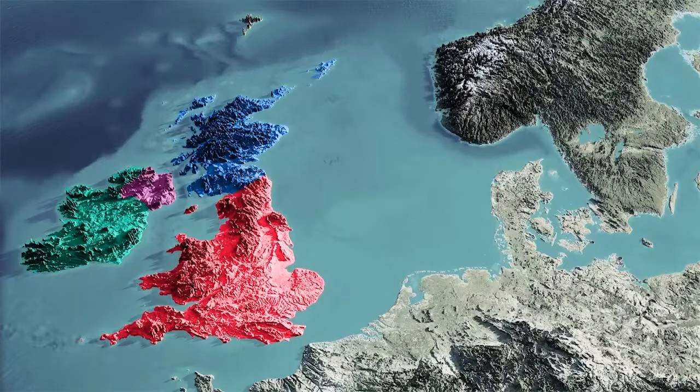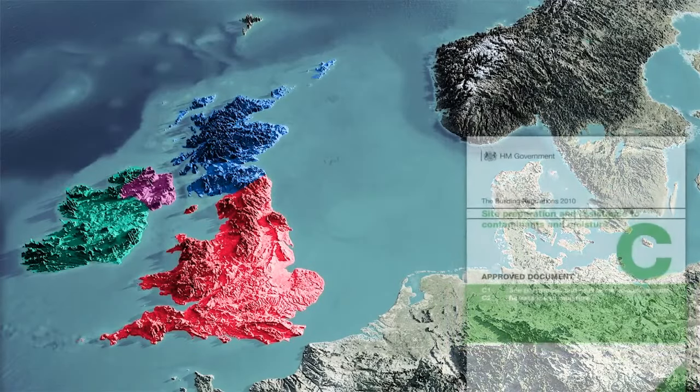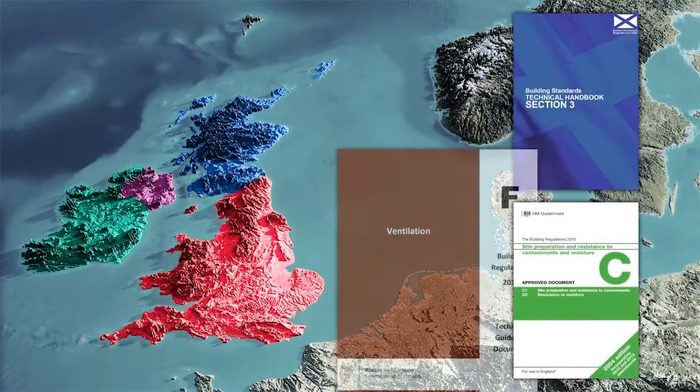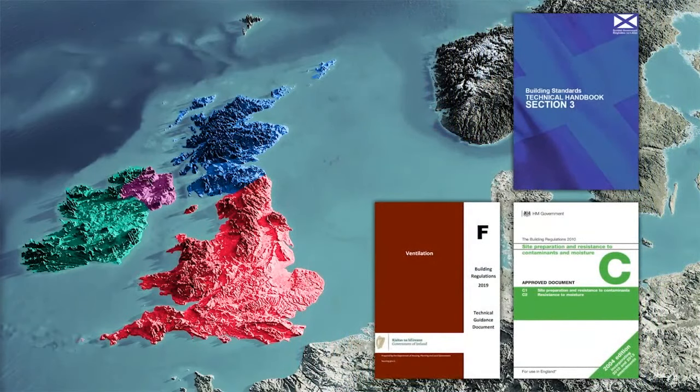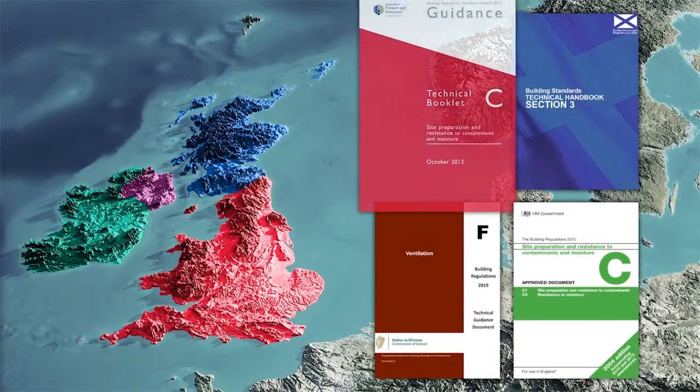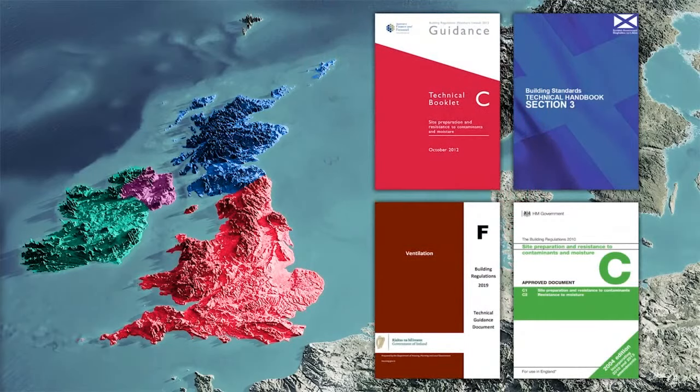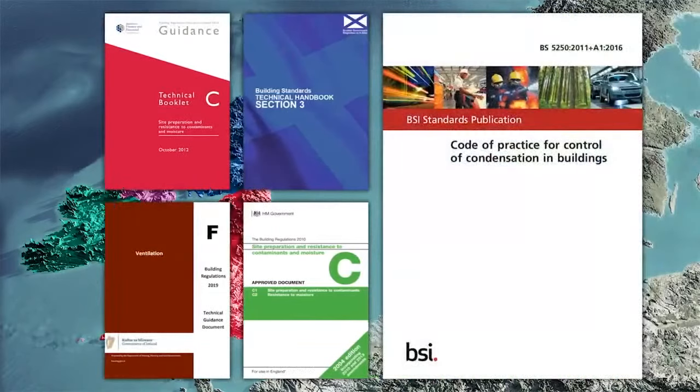Condensation and moisture control are covered by Part C for England and Wales, Section 3 in Scotland and Part F in the Republic of Ireland. Northern Ireland is also Part C, but it's a different document from that applying to England and Wales. As regards controlling condensation, the relevant clauses in all of these regulations refer the specifier to BS 5250, the Code of Practice for Condensation Control in Buildings. This means that wherever in the UK or Ireland the building is, the applicable design principles in terms of minimising the effects of condensation are more or less the same.